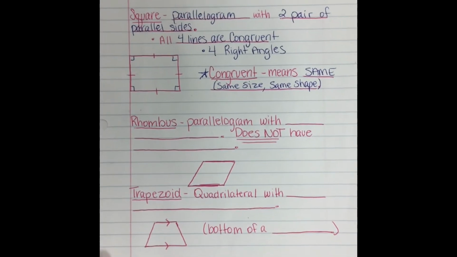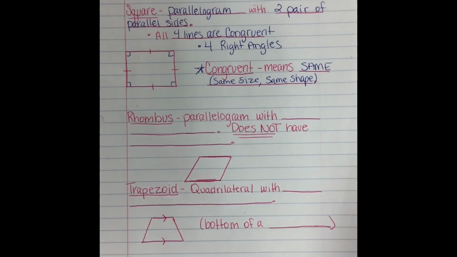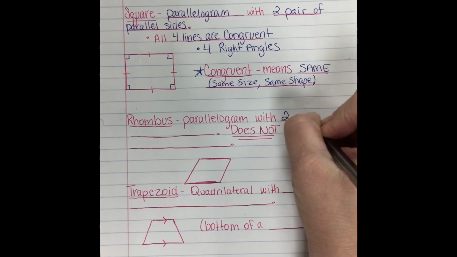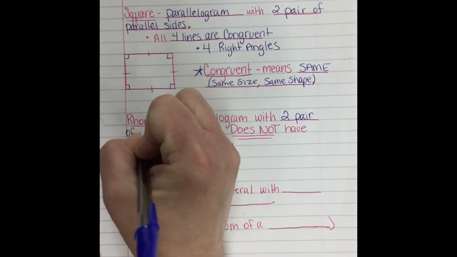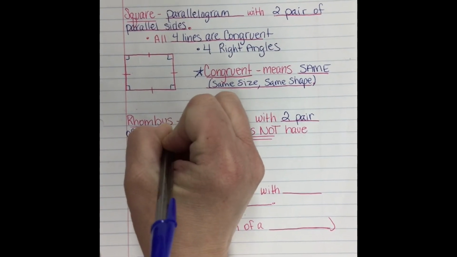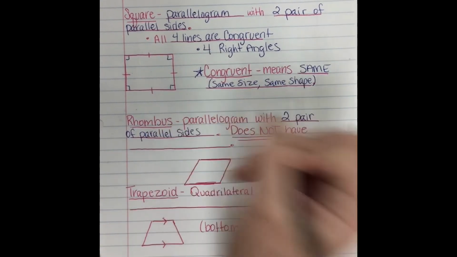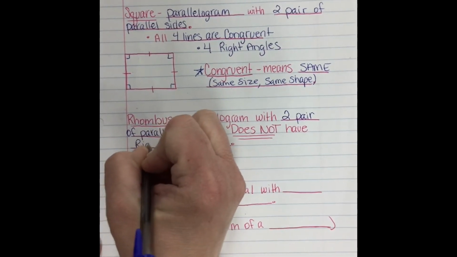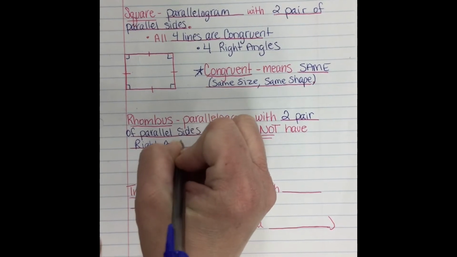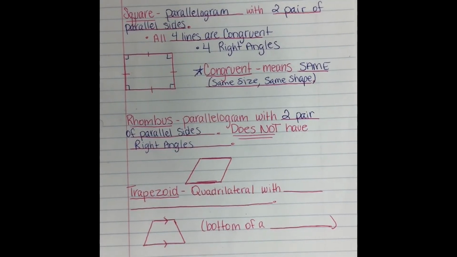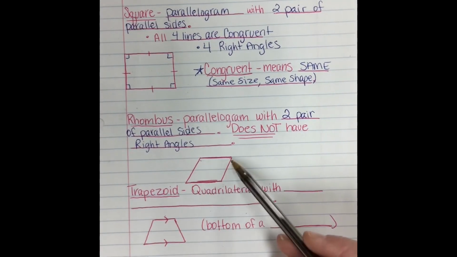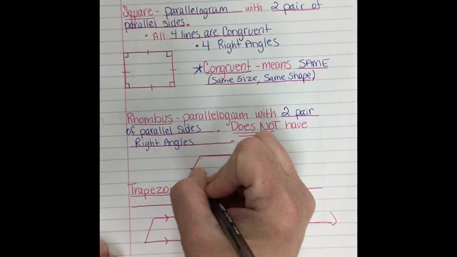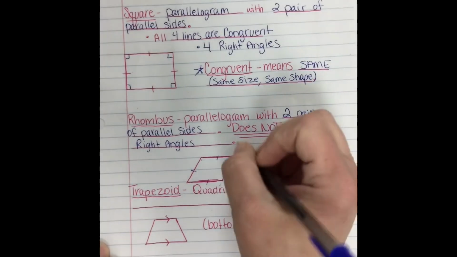All right, next is the rhombus. A rhombus is a parallelogram with, again, two pair of parallel sides. Okay, it does not have right angles. So here's where the square and the rhombus are the same, that they both have two pair of parallel lines. So this is parallel to this, and this is parallel to this. It also has four congruent sides.